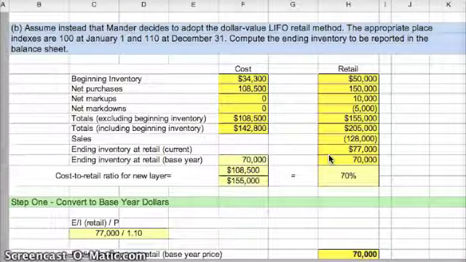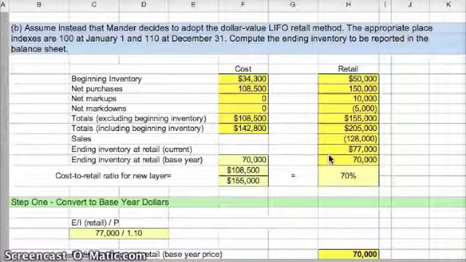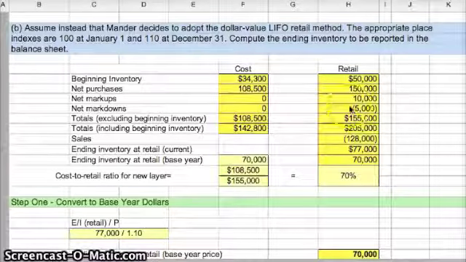Now this problem is easy because it only has 2 years to look at, and that means only 2 layers to analyze. You have the beginning inventory and the ending inventory. So those are the two periods that you're going to be looking at. Now keep in mind, this is dollar value LIFO retail method. So let's start at the beginning inventory.